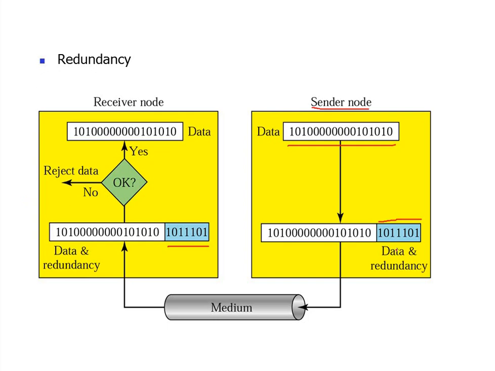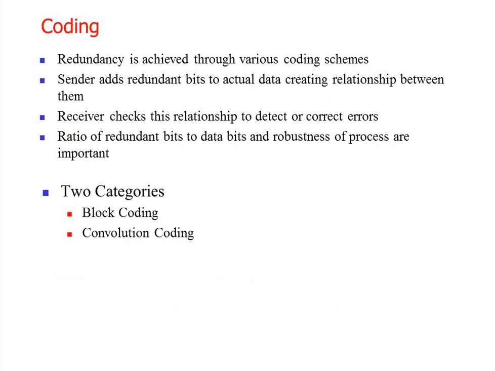So here you can see that the bits are added. These bits are added extra with the data, and data and redundancy will be transmitted, and at the receiving end data and redundancy will be received. These redundancy bits are utilized to detect and correct the errors. Now how it happens, let us see.